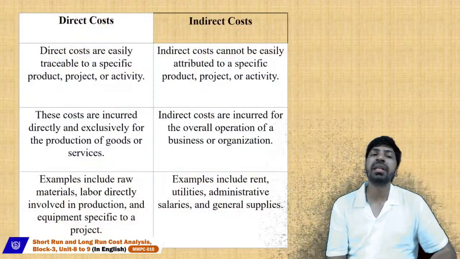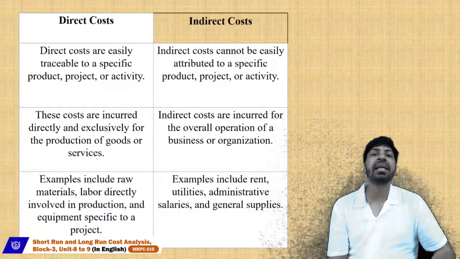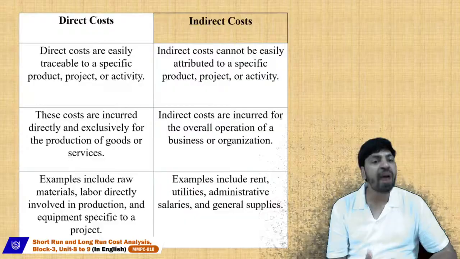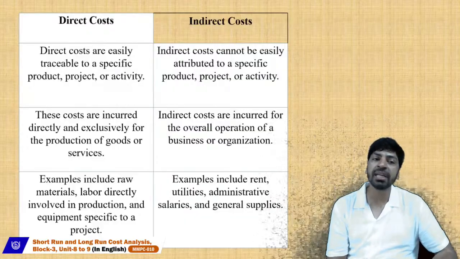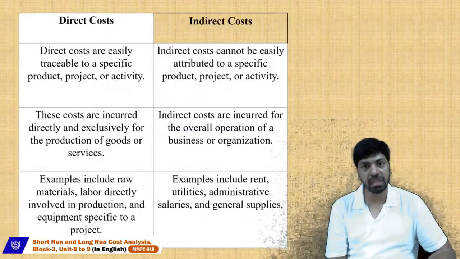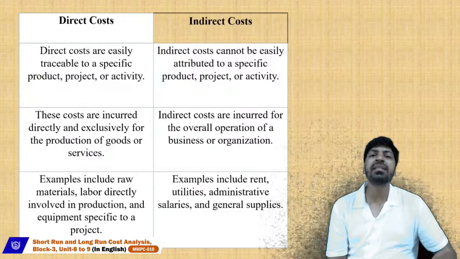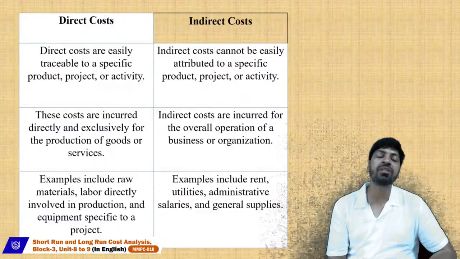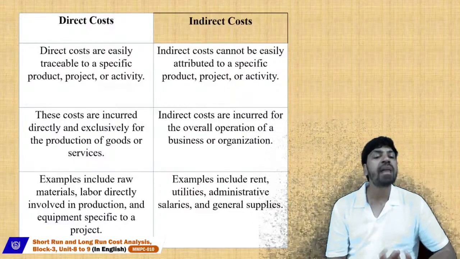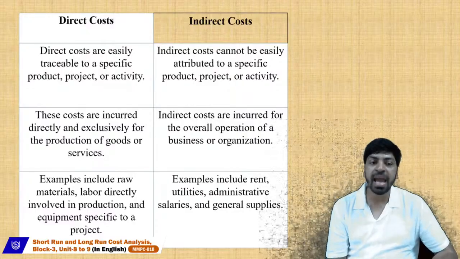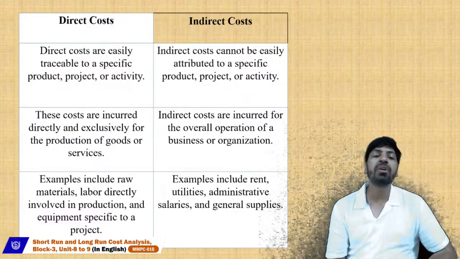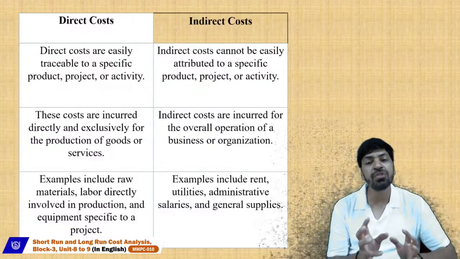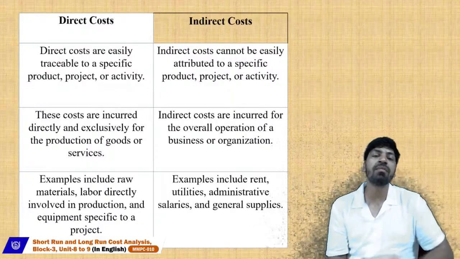Now we can come to the next type of cost: direct and indirect cost. Direct costs are easily tracked to a specific project, product or activity. Indirect costs cannot be easily tracked or estimated to a specific product, project or activity. Direct costs are incurred mainly for the production of goods or services. But indirect cost refers to the overall operations of the business or organization.